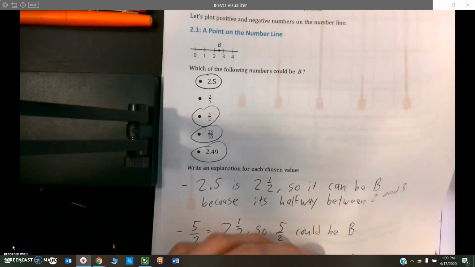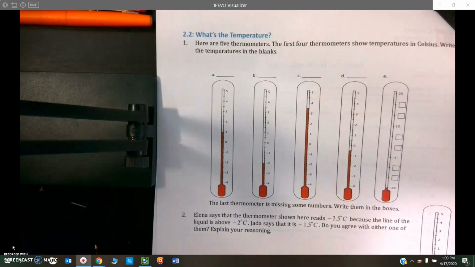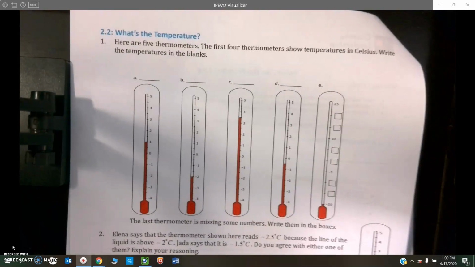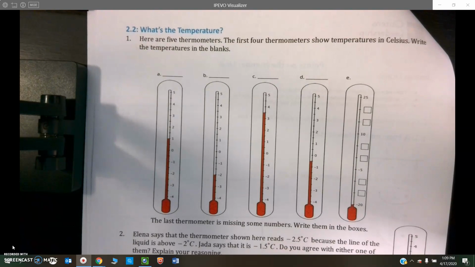All right, on to our second page for today. Once again, we're going to be talking about temperature. So we've got 5 thermometers here, and the first 4 thermometers show temperatures in Celsius. Write the temperatures in the blanks. Once again, why don't you pause the video here and see if you can complete these problems independently first.